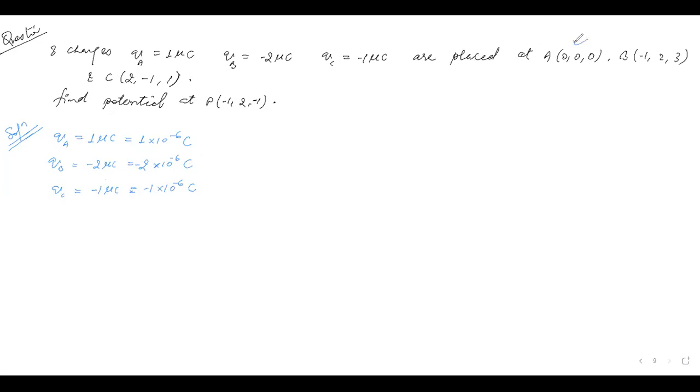And now position vectors are given here. RA is given as 0, 0, 0, in the sense 0i, 0j and 0k. Similarly, your position vector of B is RB, which is minus i cap plus 2j plus 3k. And your RC is given as 2i cap minus j cap plus k cap. Do you understand, Hamza? Yes, sir. And now the other point P is given as minus i cap plus 2j minus k.